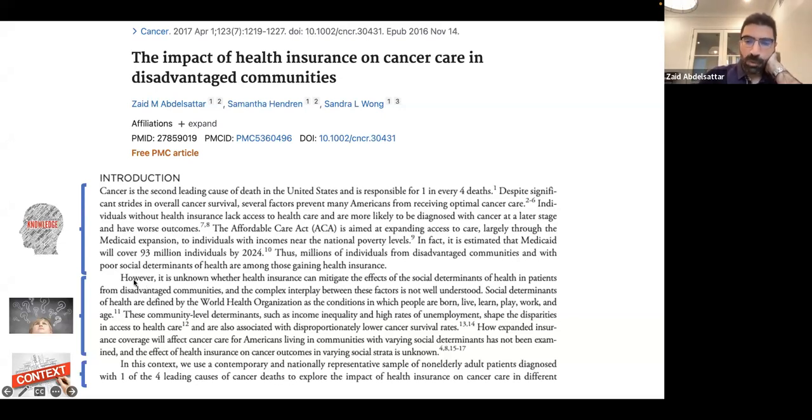So if you open a Word document and start building a template, you have the first paragraph, you would say what is known, you go over it, and then the last sentence is a hook. Next, you start a paragraph with the word however, and you go over it here. And here, this is what the key deficiency in the literature is and what our paper is going to help fill. So we go over, however, it's unknown whether health insurance can mitigate the effects of the social determinants of health in patients from disadvantaged communities, and the complex interplay between these factors is not well understood.